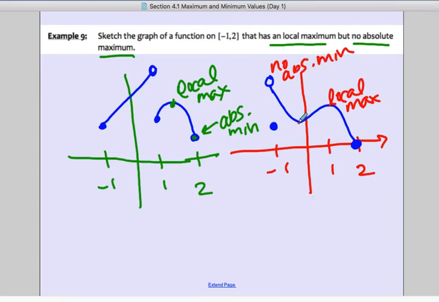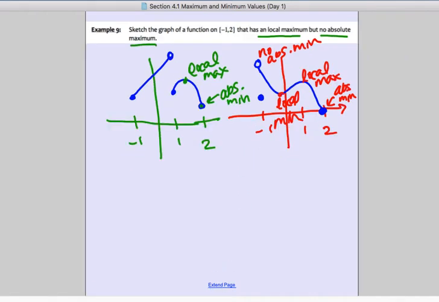So what would this one right here be? It's a local min. And this endpoint right here would be your absolute min. Okay, but it's just making sure it meets the criteria. We have a local max, but no absolute max. And I'm going to give you one more option that you could think about, and then we'll take note of what they all have in common.